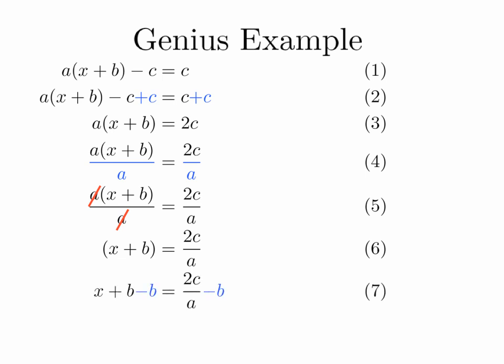Now what we want to do is we want to subtract b from the left side and b from the right side of the equation. And when you do that, the b's on the left cancel, and we're left with x is equal to 2c over a minus b is our final answer.